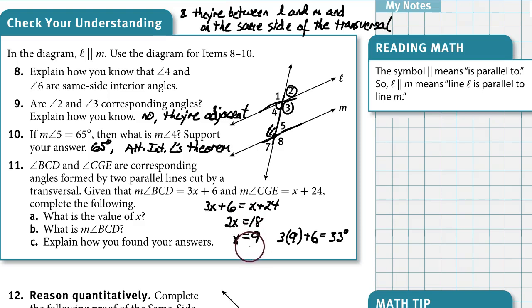Therefore, x equals 9. If we want to find angle BCD, we substitute 9 into the formula given for BCD. That was the one with 3x plus 6. So 3 times 9 plus 6 is 33 degrees. How did we get our answers? We used the corresponding angles postulate, which is why we knew to make them equal to each other.